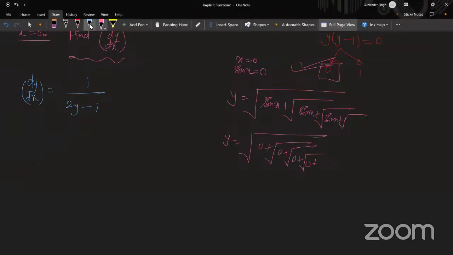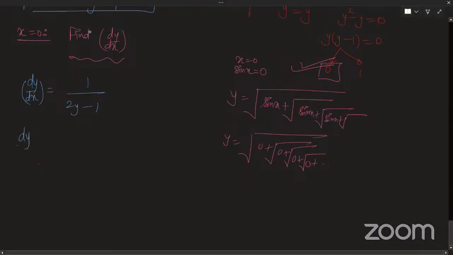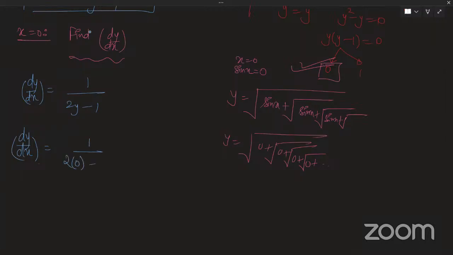Great. So your value of y is 0, right? Because 0 plus square root 0 and so on infinite times, obviously it will be 0. So your value of dy by dx is 1 by 2y minus 1. So 2 into 0 minus 1. So it is minus 1, right?